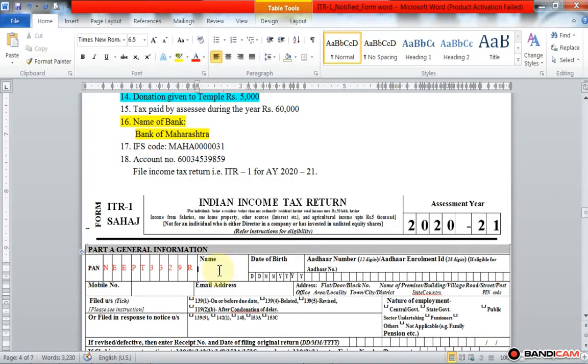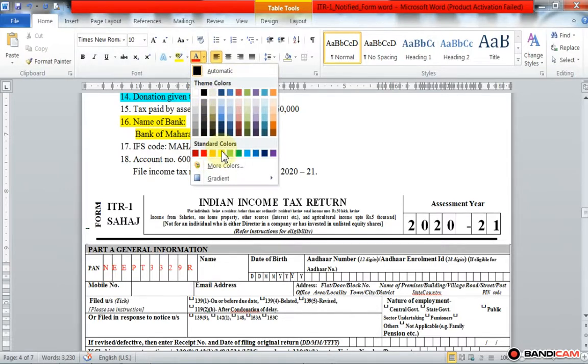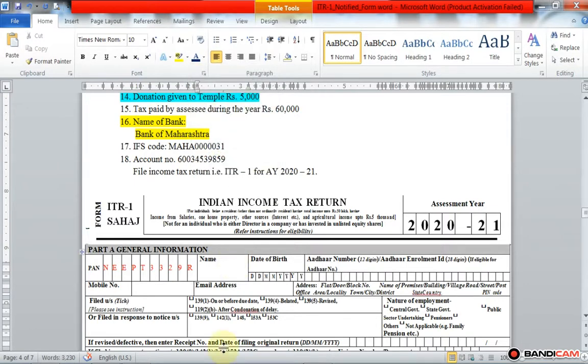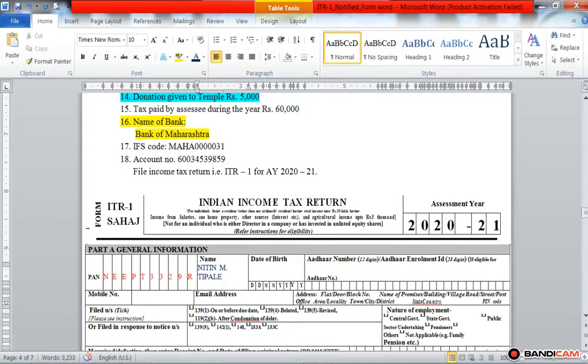Then name of SSC. So name of SSC is given, that is Nitin Madhukar Tipale.